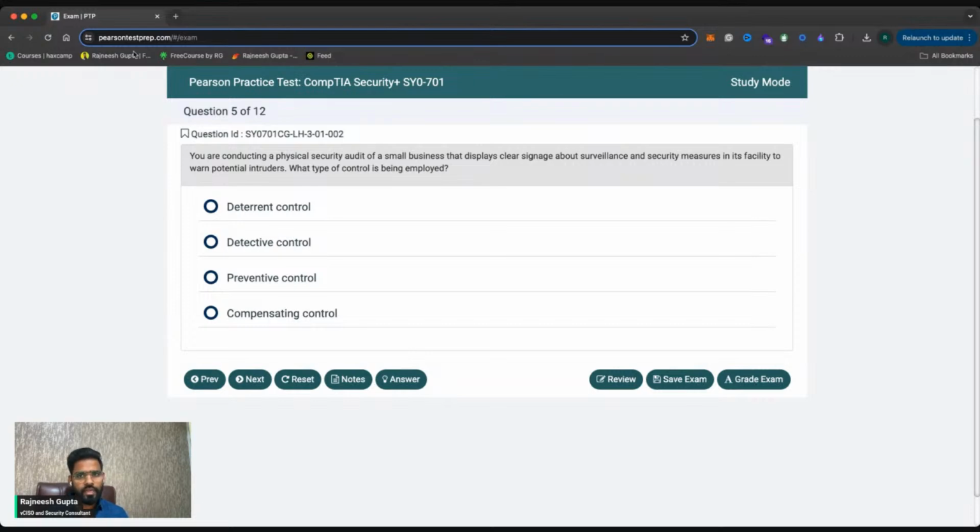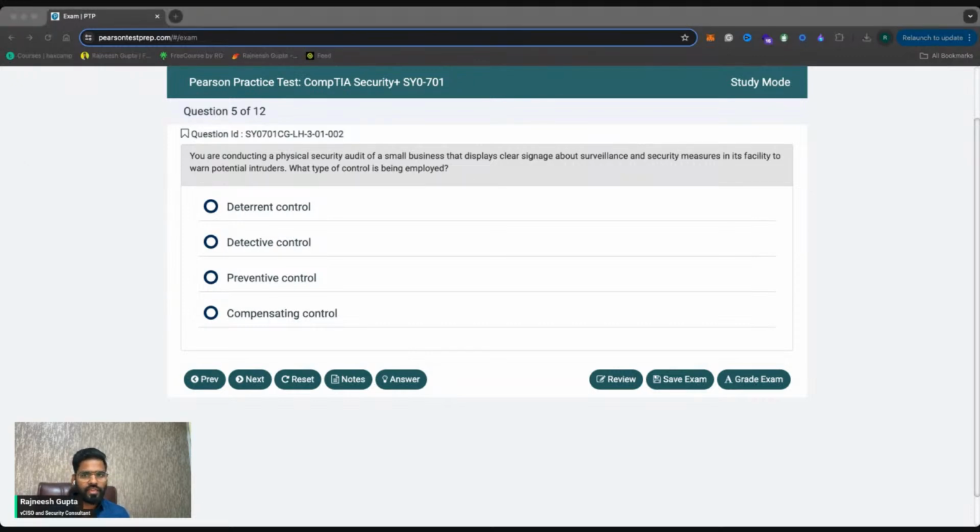What could it be? Okay, I'll give you some hint. Detective control is all about detecting something happening in the network, right? And preventive control is stopping something from happening. Compensating is more of a workaround solution. Okay, so what is left is deterrent control. That's one way of coming up with the answer.